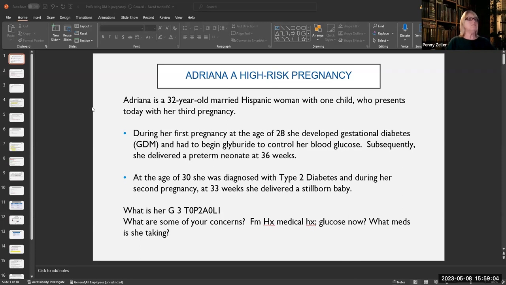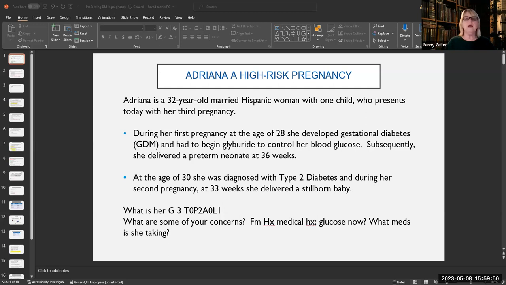Okay, so this is an example of a high-risk client, okay? She is, Adriana is her name, and she's 32 years old, okay? She's married, she's Hispanic, she has one child, and today she presents with her third pregnancy, okay? So during her very first pregnancy, she was 28 years old. And during that pregnancy, she developed what we call gestational diabetes.